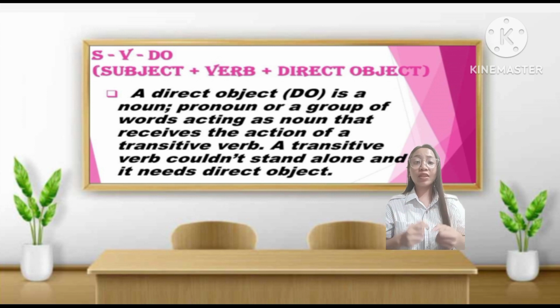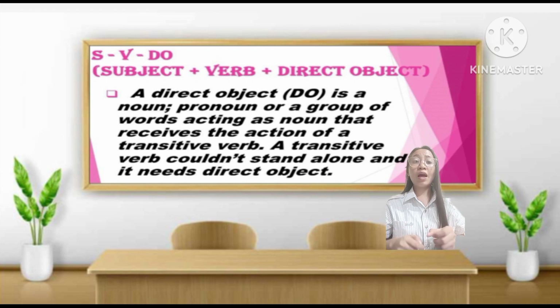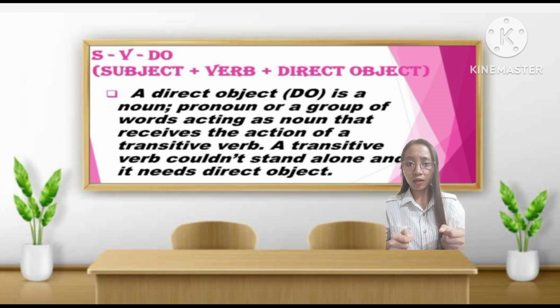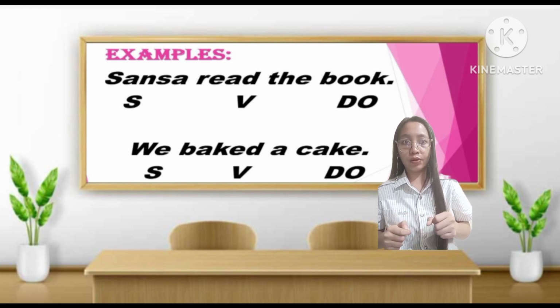Next, we have the SVDO or the subject, verb, direct object. In this sentence, you can find already the direct object. It is a noun or pronoun that receives the action of a transitive verb. When we say transitive verb, it is a verb that could not stand alone. It needs the direct object. Here are the examples. Sansa read the book. Sansa is the subject. Read is the verb. The book is the direct object. What did Sansa read? The book.